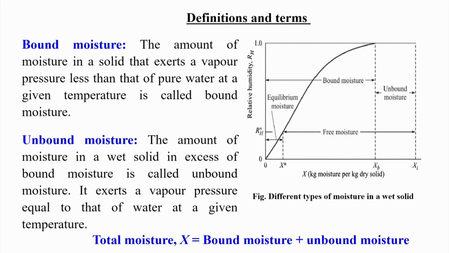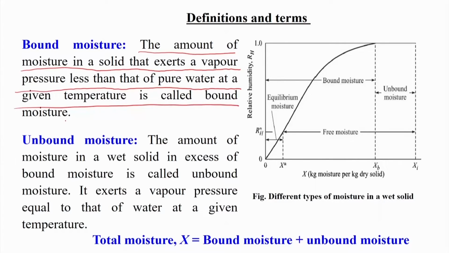Now, there are 4 different types of moisture that we will be discussing. The first one is called bound moisture. The bound moisture is the amount of moisture in a wet solid that exerts a vapor pressure less than that of pure water at a given temperature.